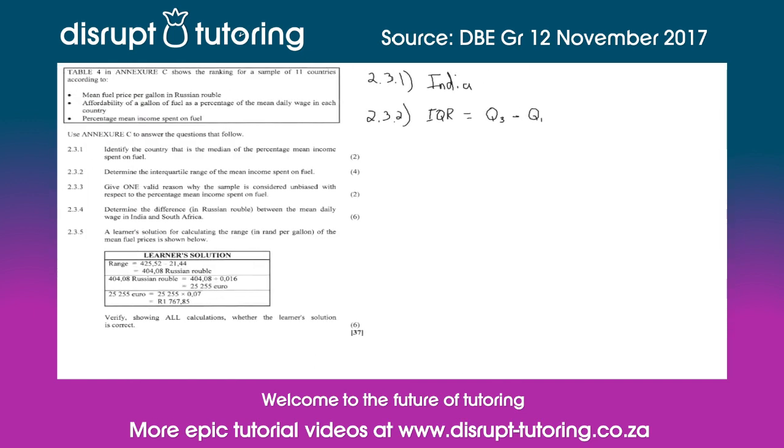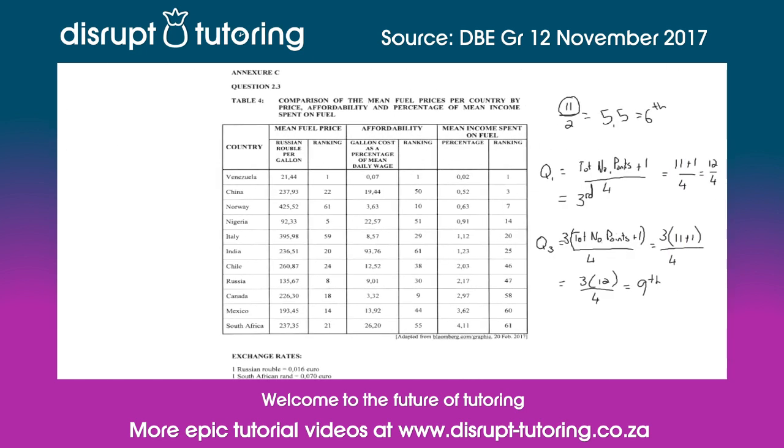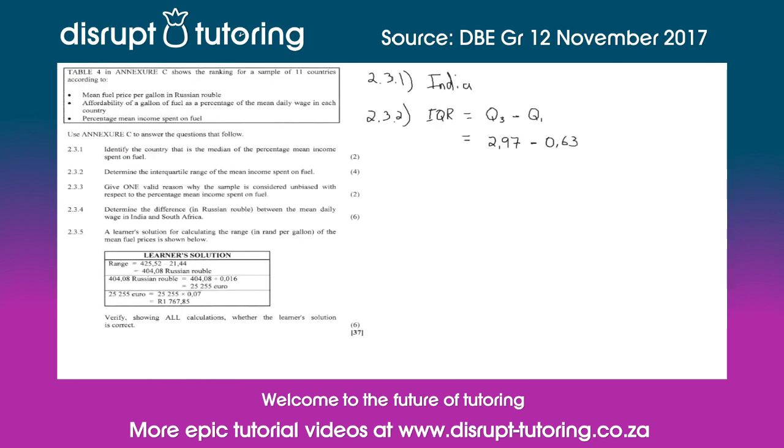So going back to the question, as I said, your interquartile range is that 2,97 minus your Q1, which is 0,63. So just as a reminder, 0,63 is the Q1 and 2,97 is the Q3. So your interquartile range, you put this in your calculator and it comes to 2,34. And that is your interquartile range.